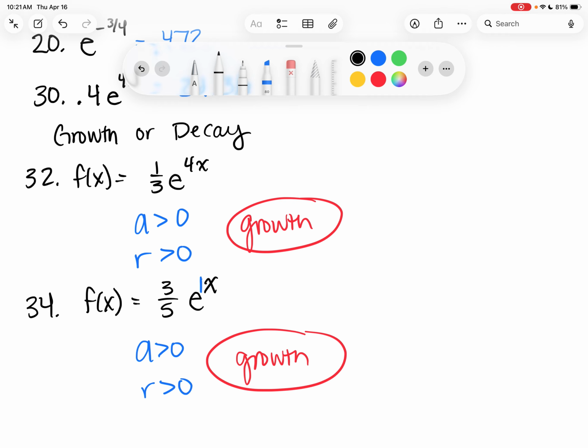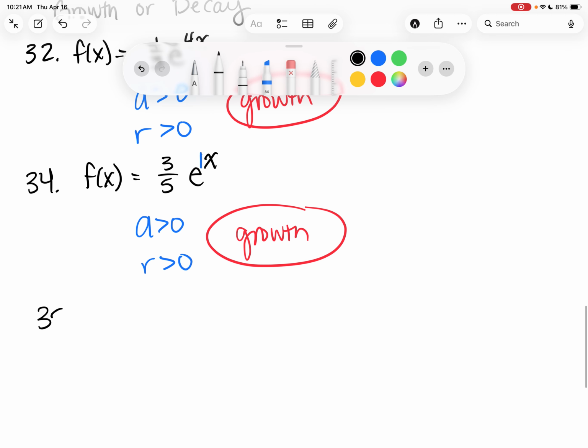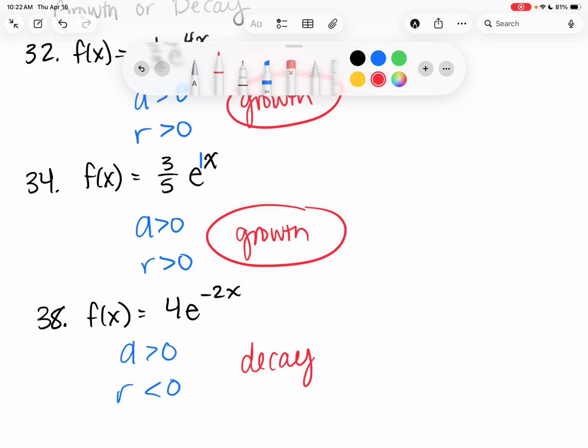38. f of x is equal to 4e to the negative 2x. Is a greater than 0? What about r? No. Nope, r is less than 0 because it's negative 2. So then this is decay.